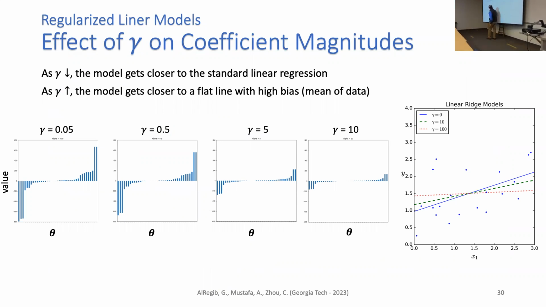Same thing here. We go from 0.05, which is really linear regression as it is, not much regularization. As we increase gamma, the average becomes equal to 0, so your linear model here becomes just the average among them. It's just a horizontal line.